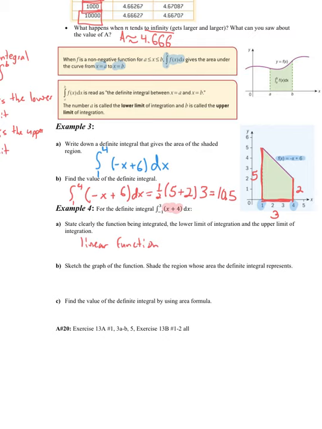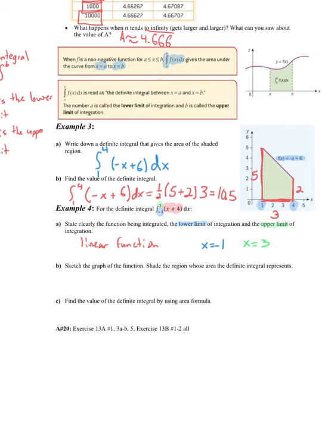And then to state the lower limit, x equals -1. State the upper limit, x equals 3. So for example 4, we're just asking you to identify the key features of the integral. What's the function? What type of function is it? X plus 4, that's a straight line, a linear function. If it was x squared, it'd be a quadratic function. X cubed, it'd be a cubic function.